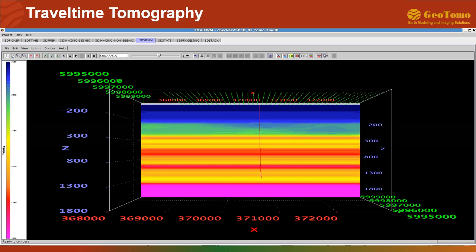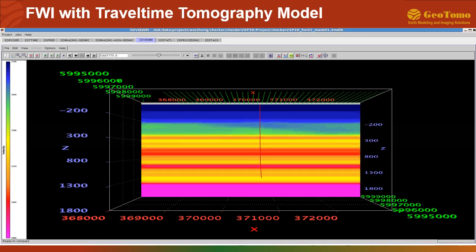If I run a travel time tomography, the travel time tomography can add some lateral velocity variation below minus 200 meters. Using the travel time model as a starting model to run FWI for the top part of the model only, I can improve the lateral velocity variation further.